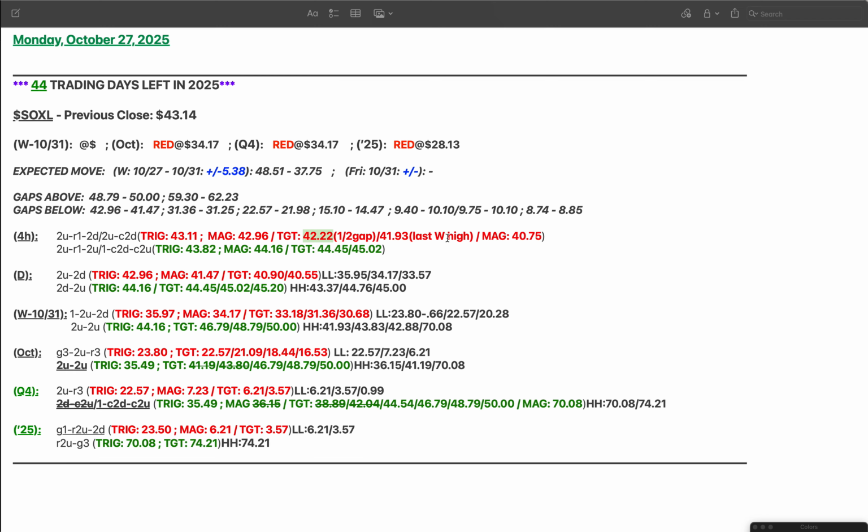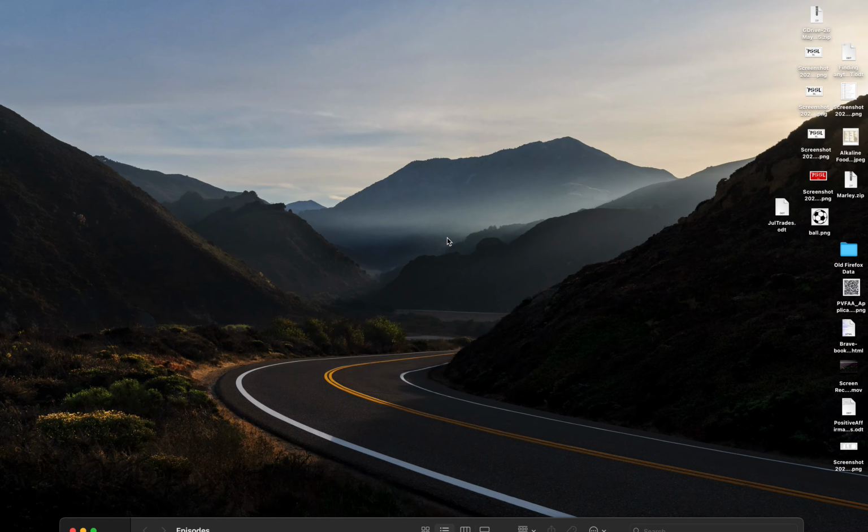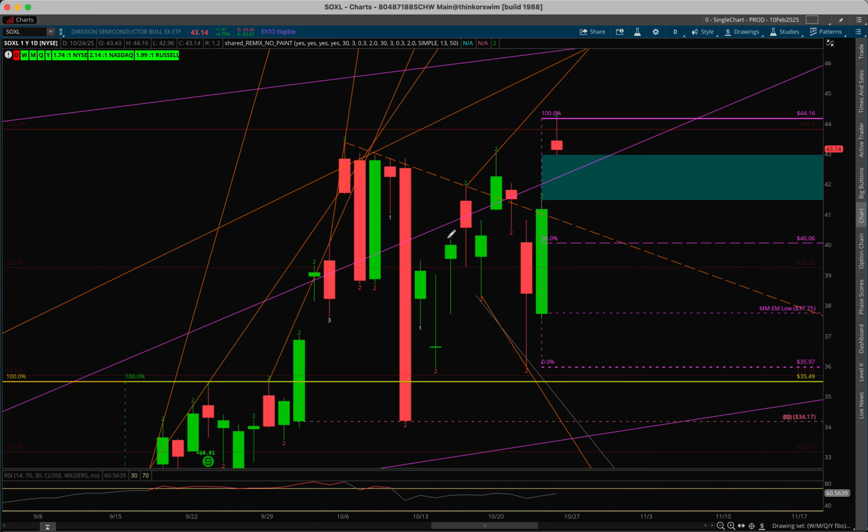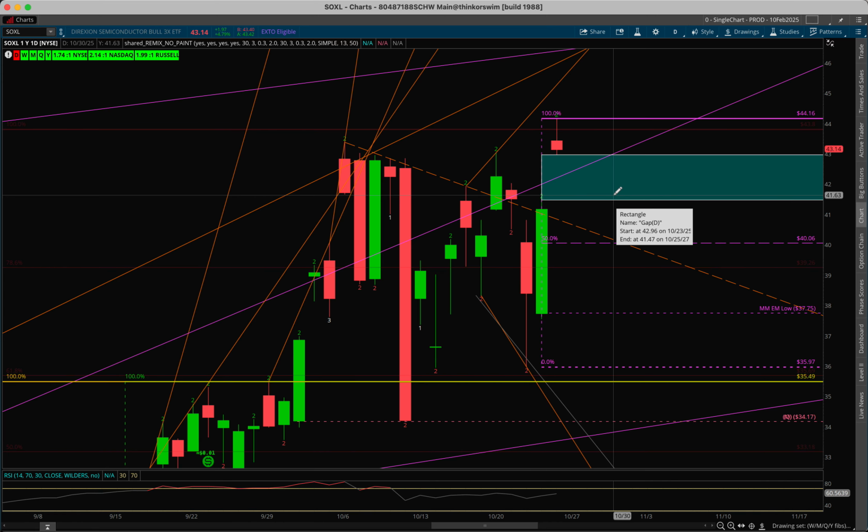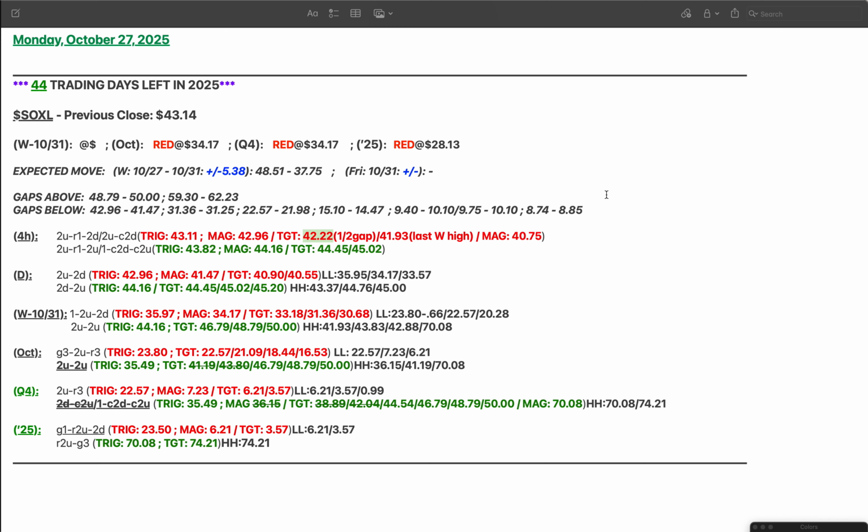All right, so wait, last week's high. Oops, what are we doing? 41.93, I'm sorry. 41.47. I don't know why we had that in there. So gap close, because that is not last week's high. So this is gap close. All right, so we've got the half gap and the gap close as intermediate targets.